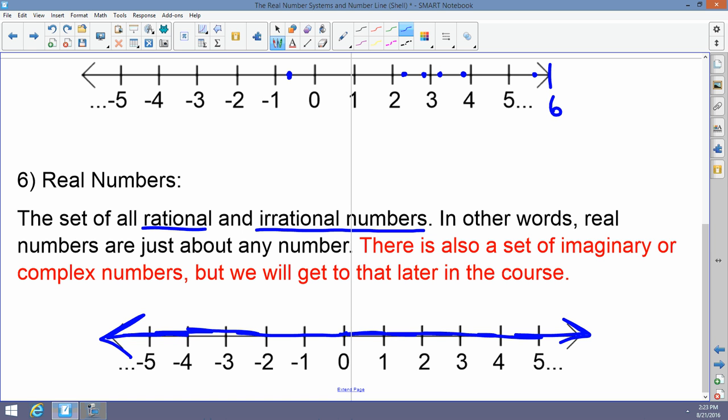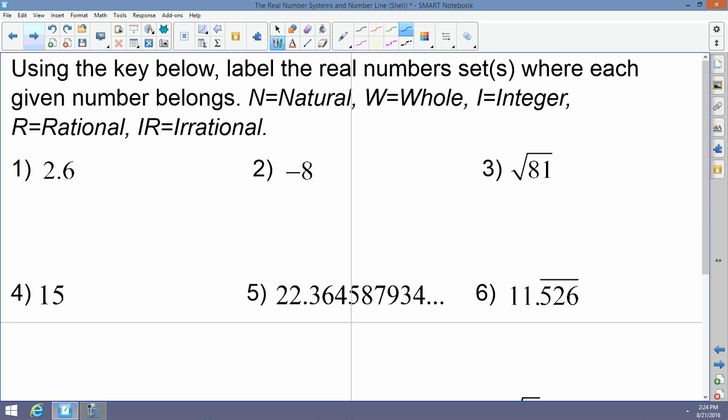Okay, now let's practice. Using the key below, label the real numbers set or sets where each given number belongs. Let's use capital N for natural, capital W for whole, capital I for integer, capital R for rational, capital IR for irrational. So 2.6. Well, 2.6, it's a decimal, so it can't be natural or whole or an integer. But it's a terminating decimal, so for sure it is a rational number. Now, we're not calling these real numbers because we've already defined that all of the examples below are real numbers.